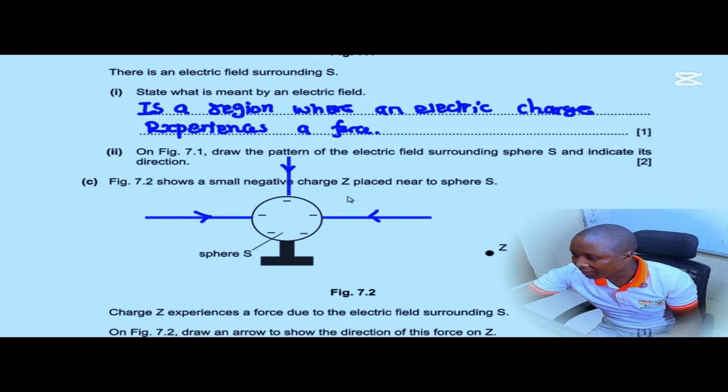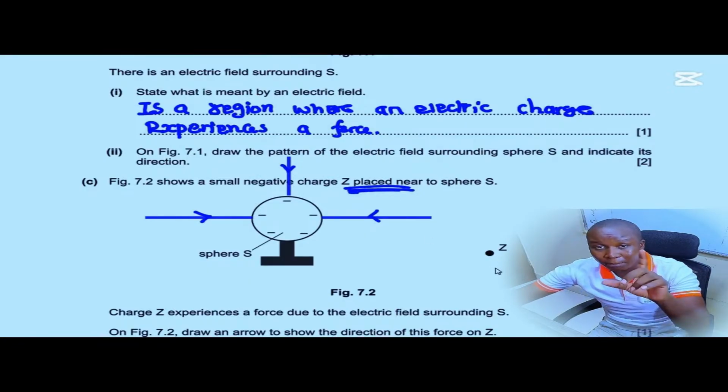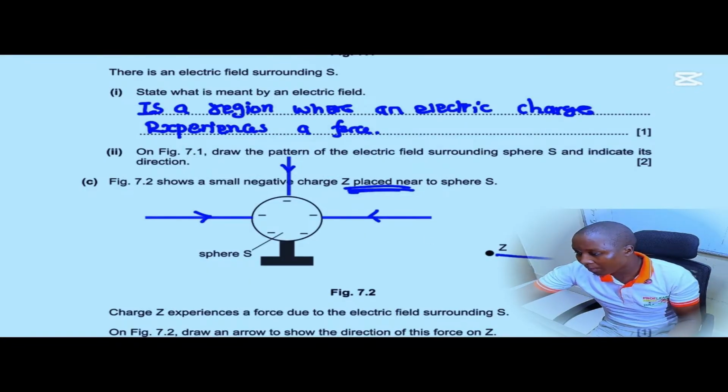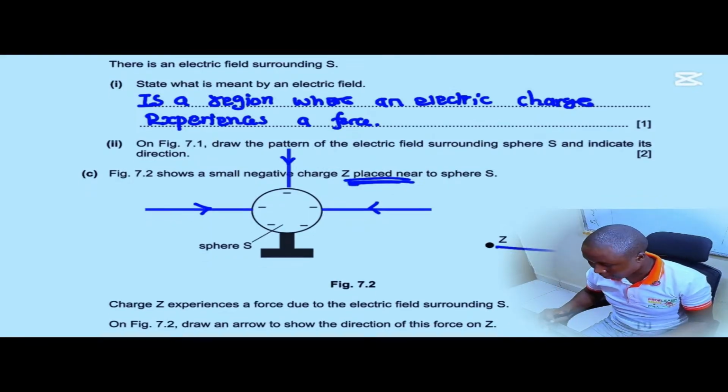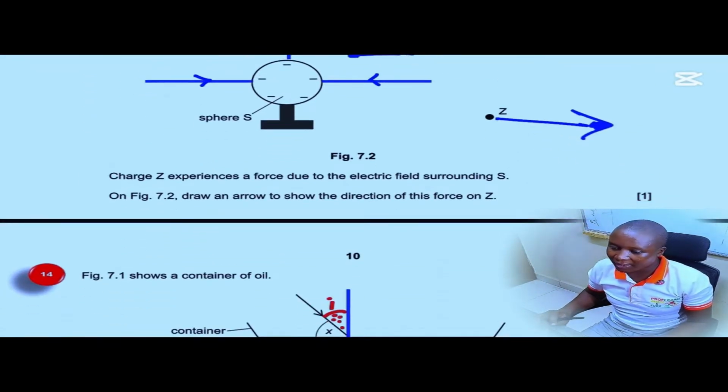A negative charge near the sphere will experience a repulsive force. So it will move away. It will move away at a very high speed.